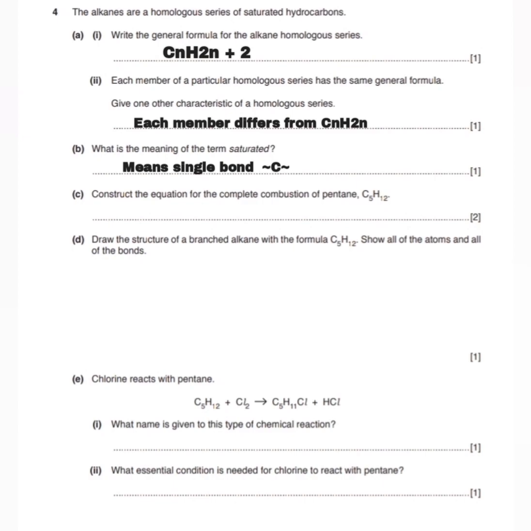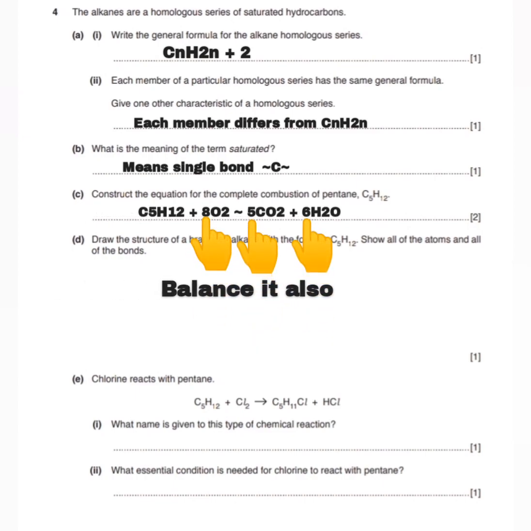Then as for C, construct the equation for the complete combustion of pentane. The complete combustion of what? Pentane. So when pentane undergoes complete combustion, what is going to be produced is carbon dioxide plus water. So I'm reacting pentane plus oxygen, and what is going to be produced here is carbon dioxide plus water. So when you talk of incomplete combustion, the products are going to be carbon monoxide plus water.